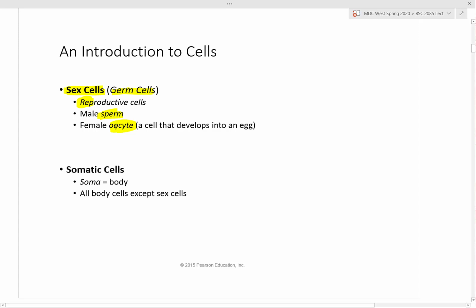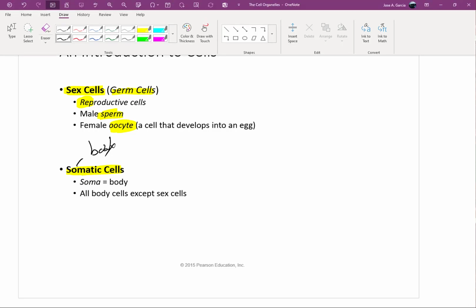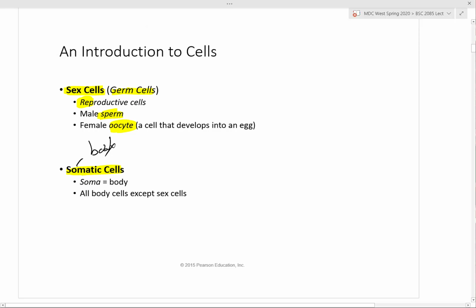Now, the next type of cells, and you can see that the sex cells are the smallest of them all, right? They're the fewest, not the smallest, the fewest of them all. Now you have somatic cells. So somatic cells, soma means what? Soma means body, okay? And if soma means body, then those somatic cells means what? The rest of the body cells. So all other body cells, except, of course, sex cells, are what? Somatic cells. So if a question comes in and they ask you about a cell, you assume that is what? Somatic cell. If they ask you about a sperm or an egg, then you know that is what?